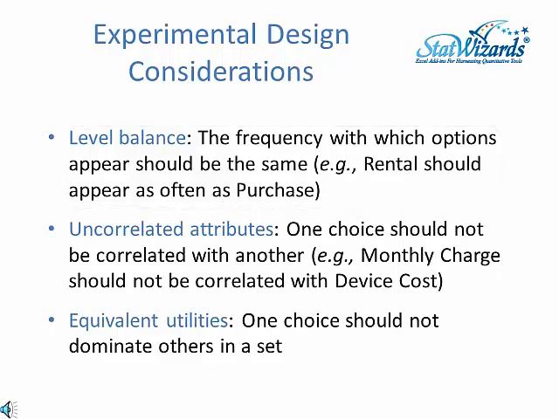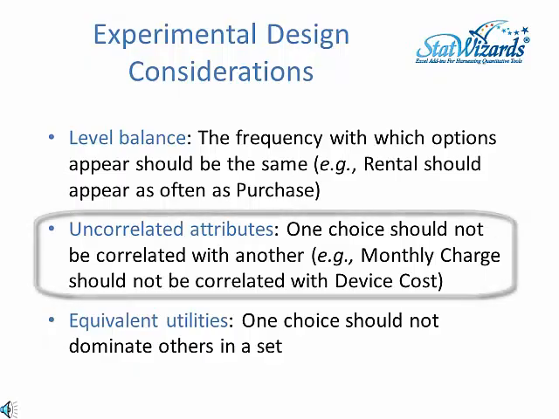A second consideration is what's called uncorrelated attributes. We've already talked about this before. This says that one choice should not be correlated with others across the choice set. In other words, if you're considering looking at monthly charges versus device costs, then the values that you pick for monthly charge should be uncorrelated with the values that you pick for device costs.